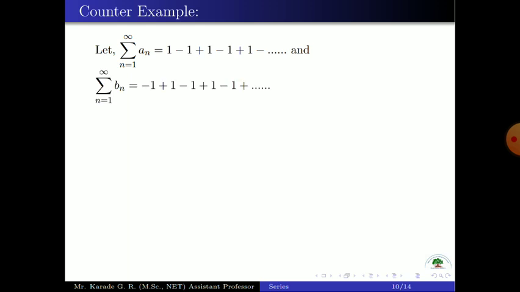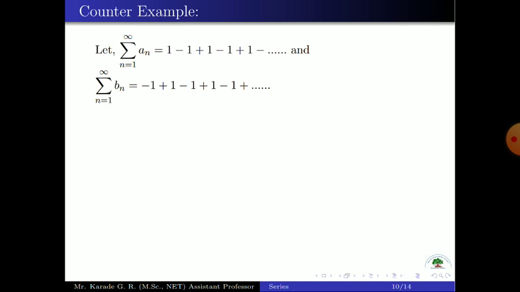So let us take one counter example. Let us consider a series An equal to 1 minus 1 plus 1 minus 1 plus 1 minus dot dot dot, and consider another series Bn equal to minus 1 plus 1 minus 1 plus 1 minus 1 plus 1 minus 1 plus dot dot dot.